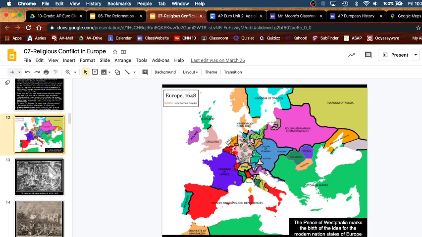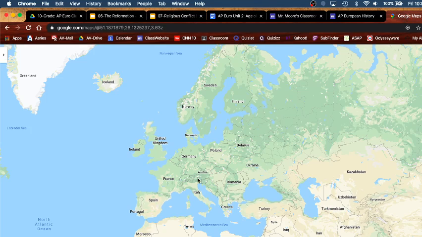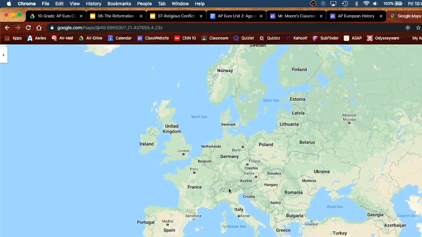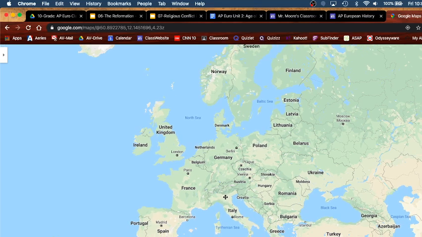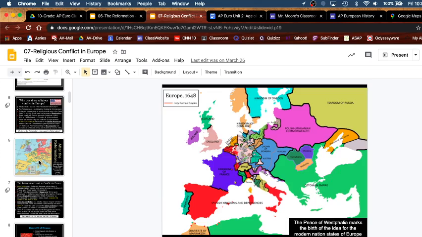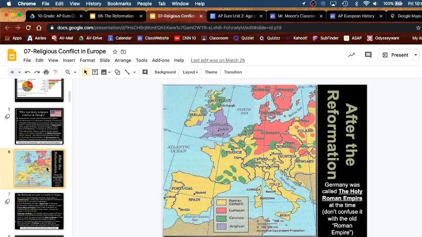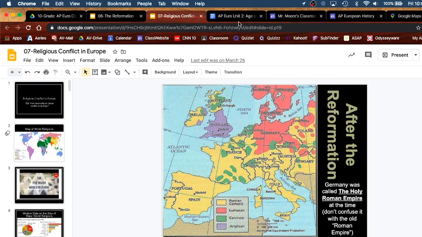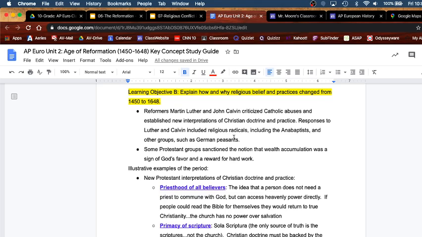I've been using Google Maps a lot in these reviews, showing the modern-day country boundaries in Europe and encouraging students to know their geography really well. But it's also helpful to remember that what Europe looked like during this time period of 1450 to 1648 was definitely different. And so you can go to Google Maps and find maps like this, or you can come to my notes and find different maps that we'll be using as we get into understanding this whole era of Reformation. Okay?